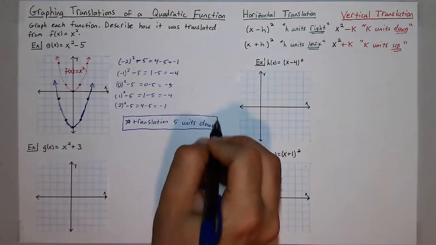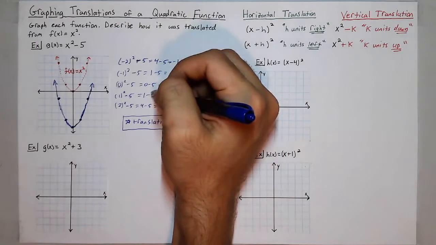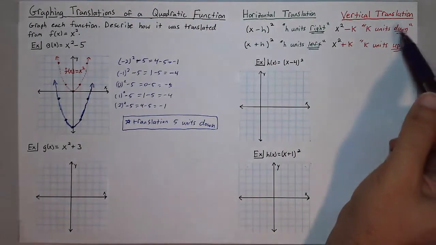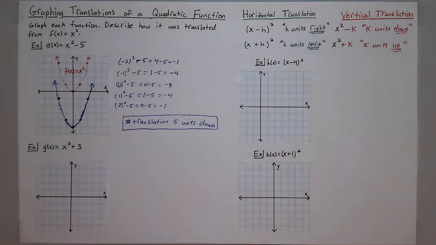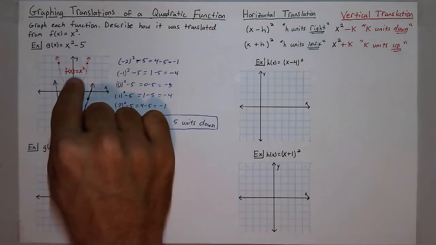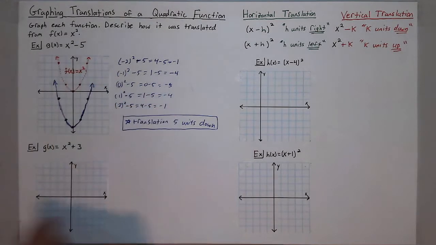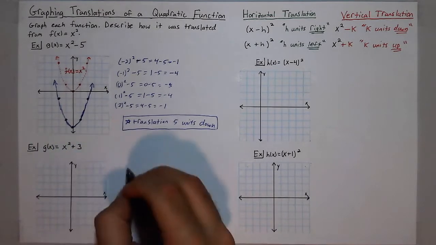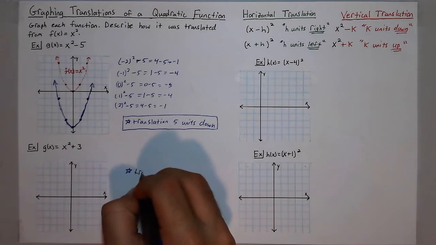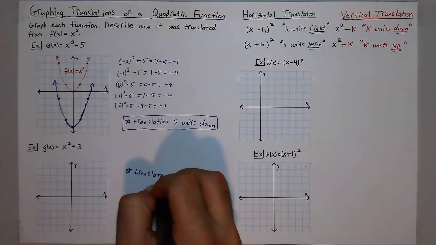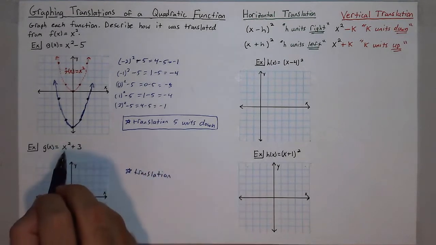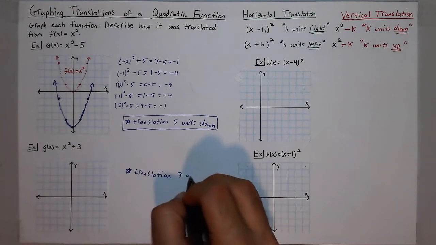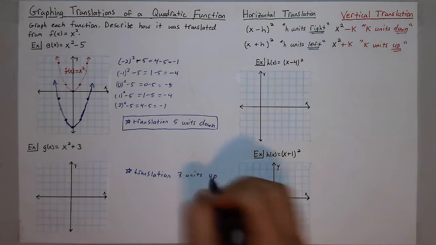But now this could be tedious to do every time, but now we notice that this is just a translation. Again, we subtracted 5 on the outside, so we went down. We can just imagine what our original parent function would look like and just shift it where it needs to go. So for this next problem, instead of graphing it first, we can actually point out that it is a translation, because we're doing x squared plus 3. It's a translation 3 units up.